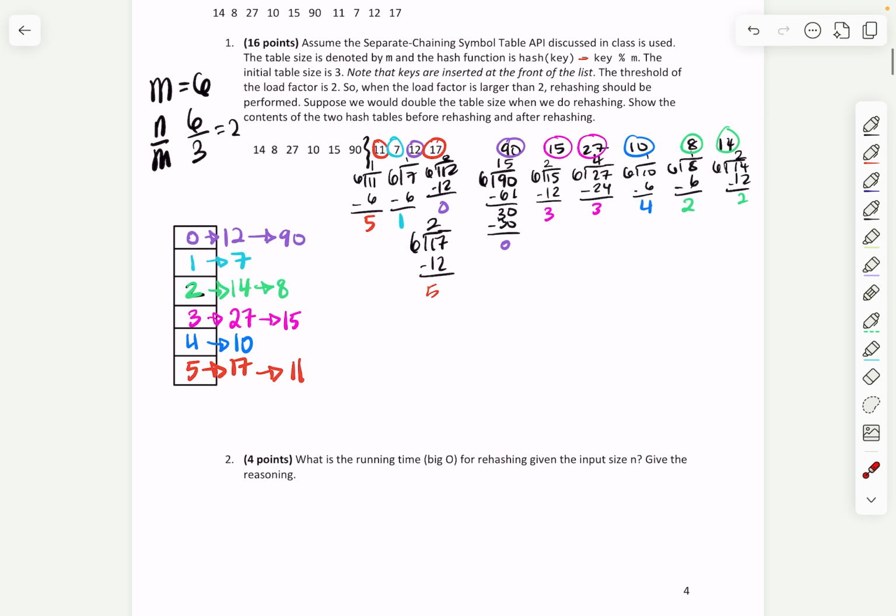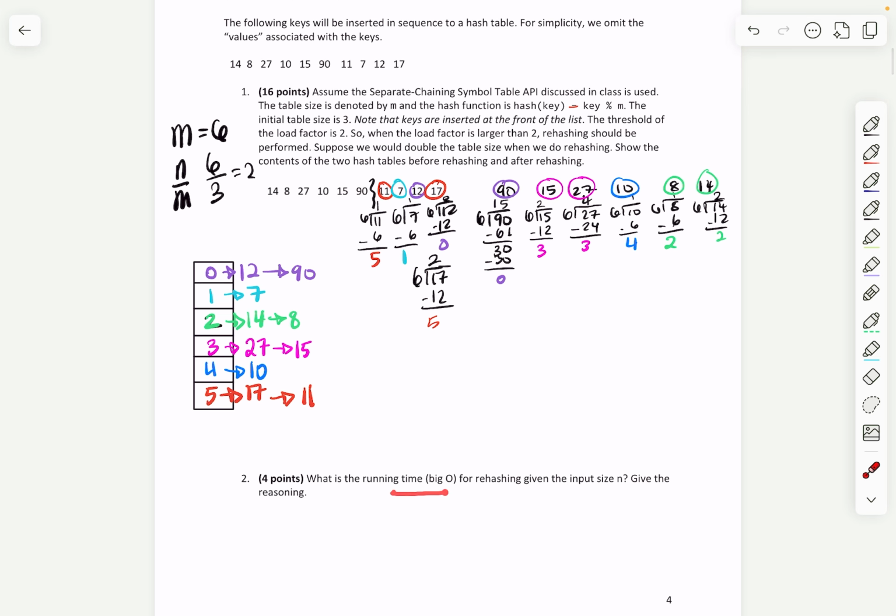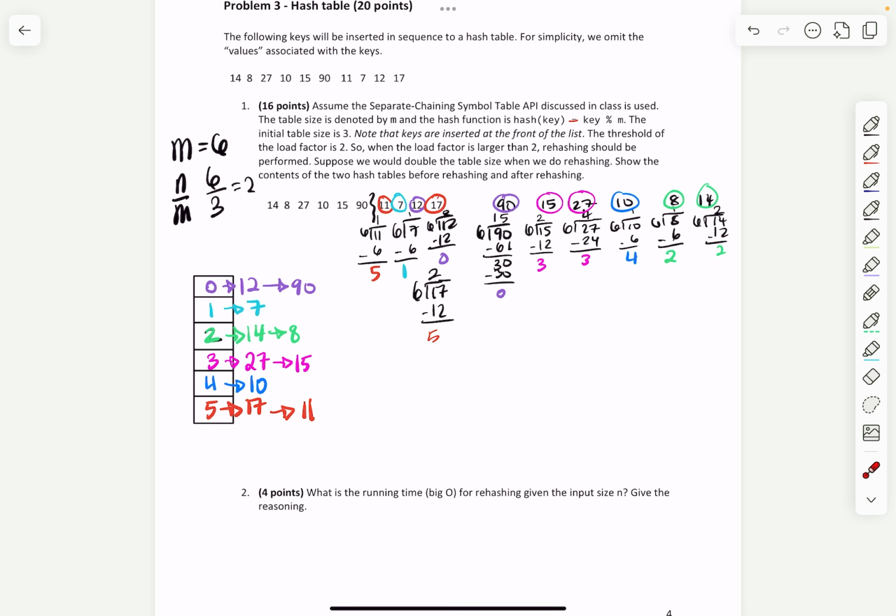Now, just for funsies, let's answer this question. What is the running time, big O, for rehashing given the input size n? Give the reasoning. Well, think about this. Running time is really how many operations are we doing when we rehash? Well, when we rehash, we are legit rehashing every single one of the keys that are in the table. So if there's n number of keys in the table, then our big O is literally O of n.